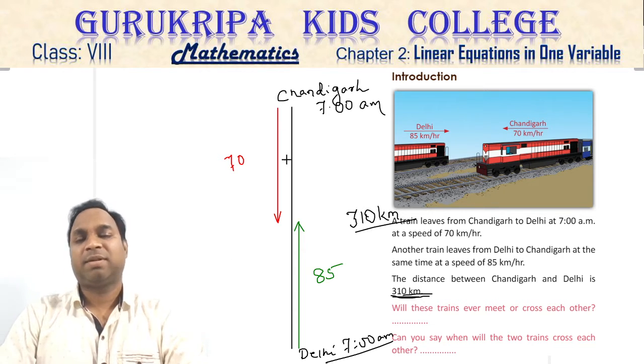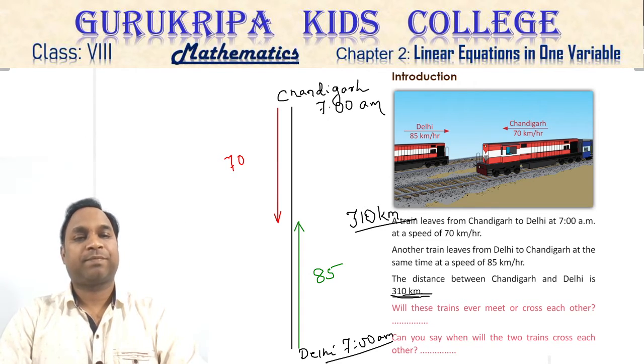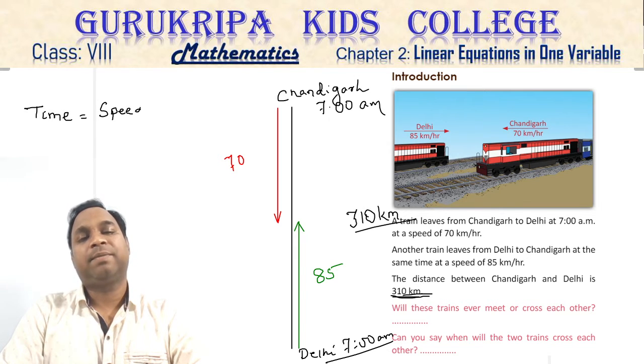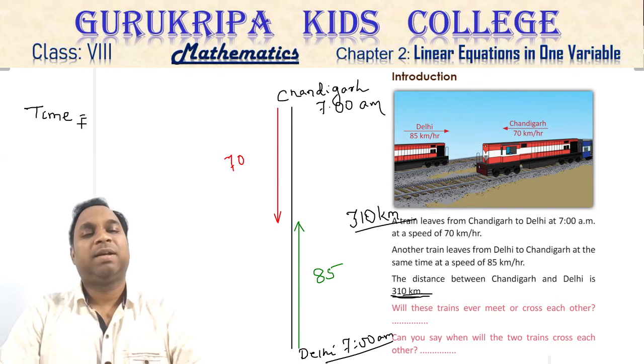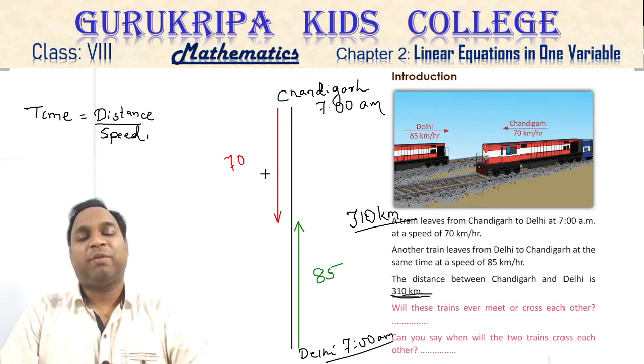That's a very simple question. What's the formula to calculate the time? I'll just write it here. How do we find time? We know from the previous classes, time is equal to distance upon speed. Time is equal to distance upon speed. Okay. So with this formula, we can calculate the time.